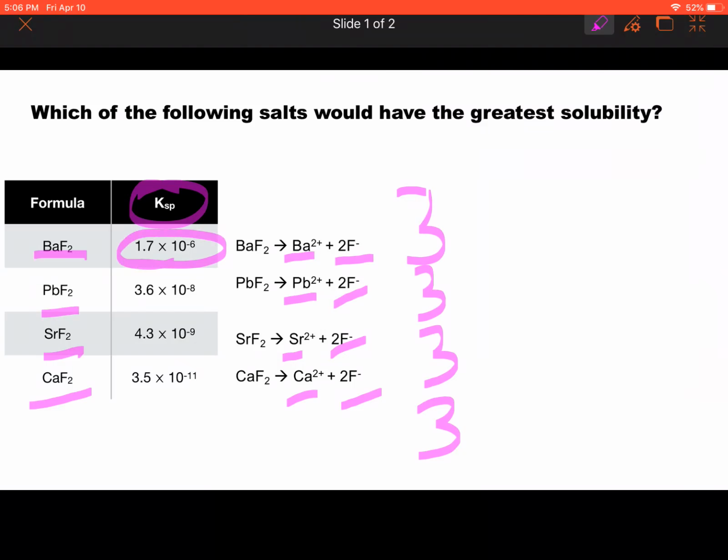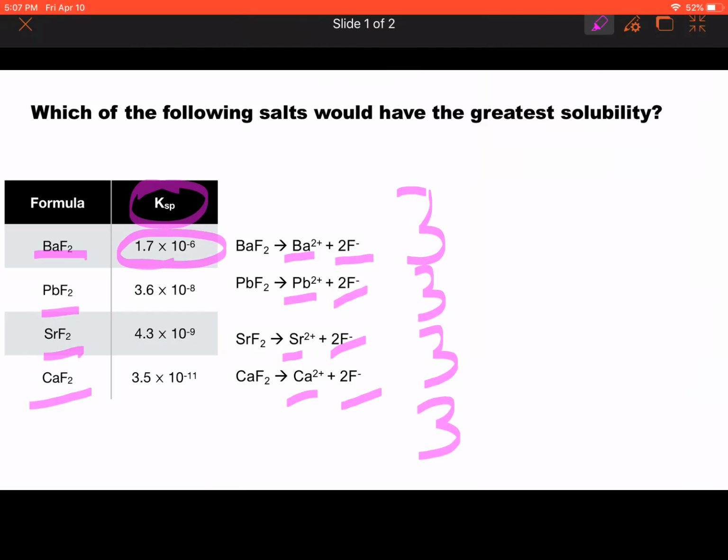So in number 8, we go with the highest KSP. Because remember, the highest KSP means it's in favor of forming product. And in terms of solubility, product means which one forms the ions. Which of these salts is ready to go into ion form, right? So the higher the KSP, the higher the solubility.